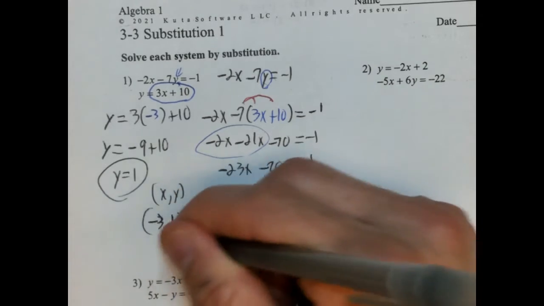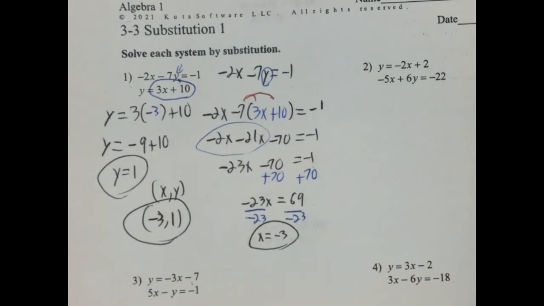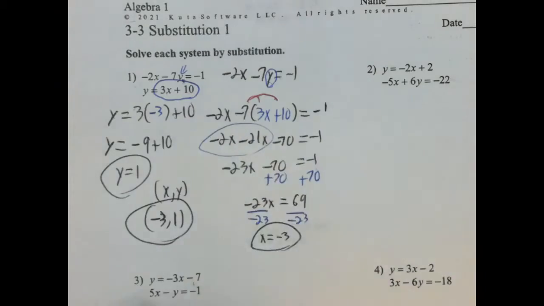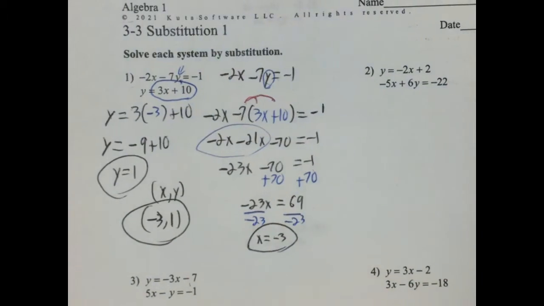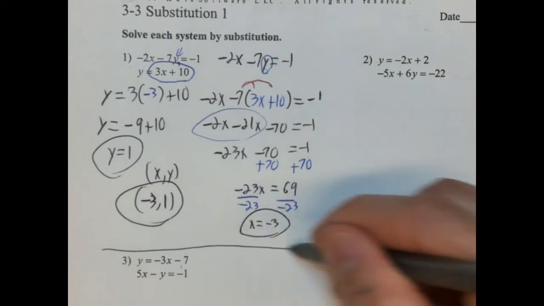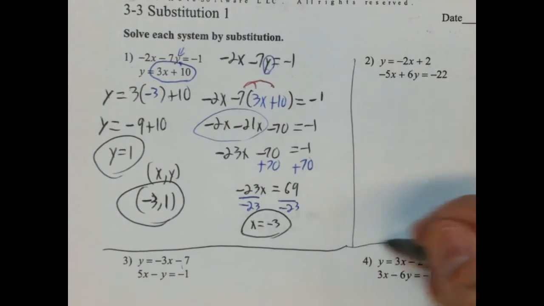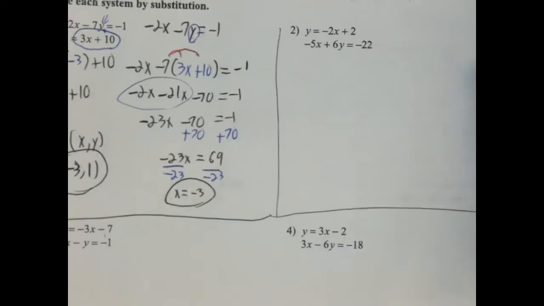comma 1. So before, when we were solving systems of equations by graphing, we'd graph these 2 lines and see where they cross. In this case, we don't have a grid, so we have to use this format. And as I alluded to earlier, there's another way of doing it called elimination, which we'll learn later.